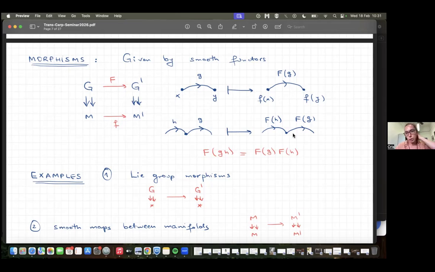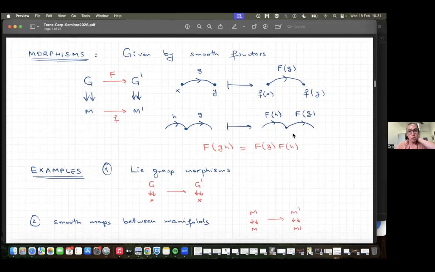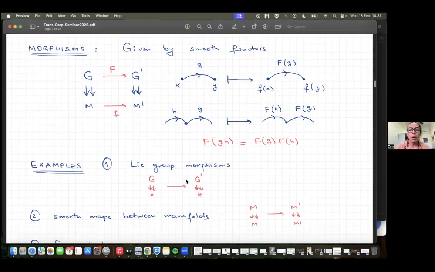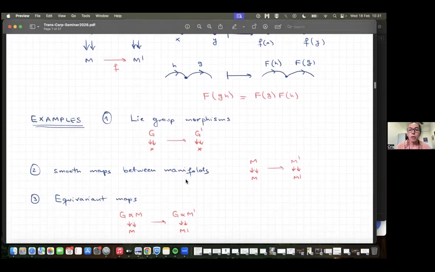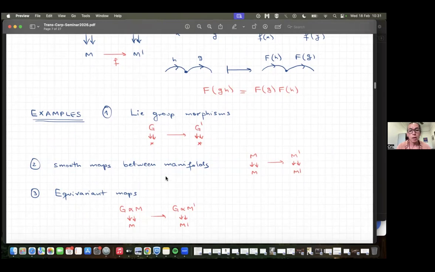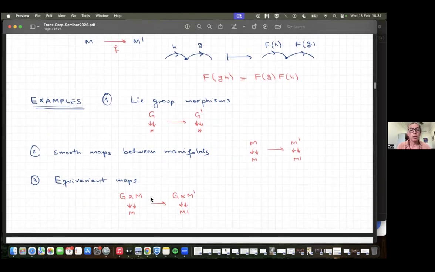So if we go back to our examples, one can see that groupoid morphisms between Lie groups are precisely Lie group morphisms. Groupoid morphisms between manifolds are just smooth maps between manifolds. And if we look at groupoid morphisms between transformation groupoids, one recovers the notion of equivariant map.